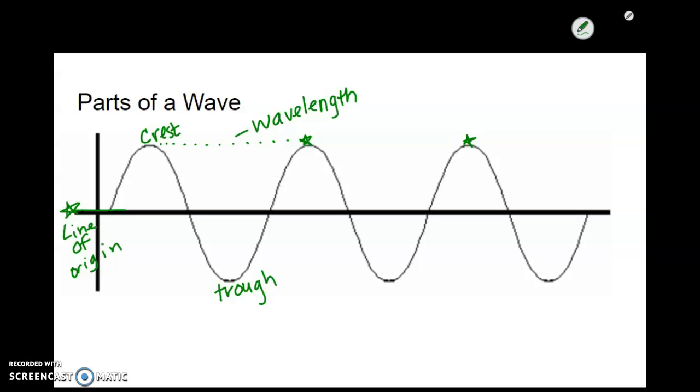And the symbol for that, because you know we sometimes get lazy, we don't want to write the whole word, the symbol is lambda, and that's how you make that symbol. Our next one, now this could be from here to there or from here to here. So the distance from the line of origin up to the crest or down to the trough, they are both the same name, okay? But those are both called the amplitude.